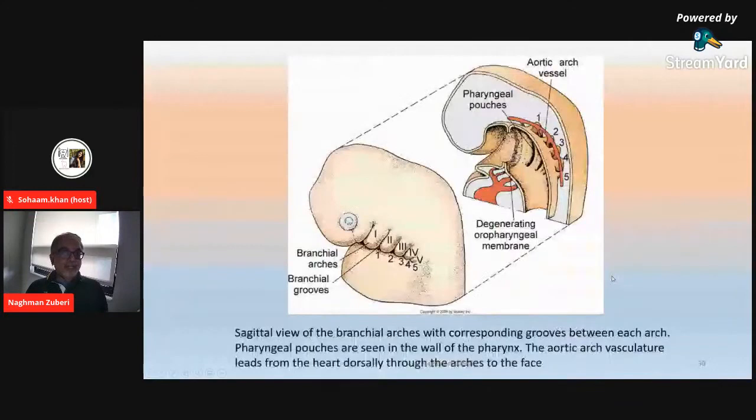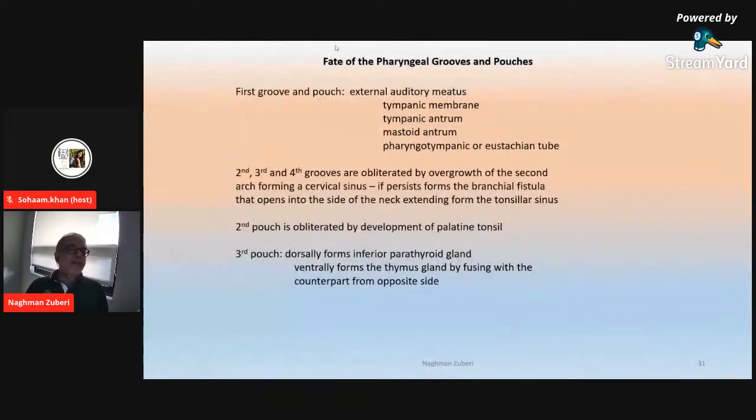Sagittal view of the branchial arches with corresponding grooves between each arch. Pharyngeal pouches are seen in the wall of the pharynx. The aortic arch vasculature leads from the heart dorsally through the arches to the face. Now, what happens to the pharyngeal grooves and pouches?